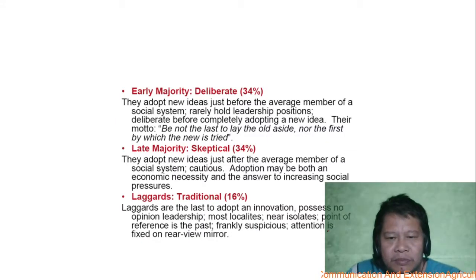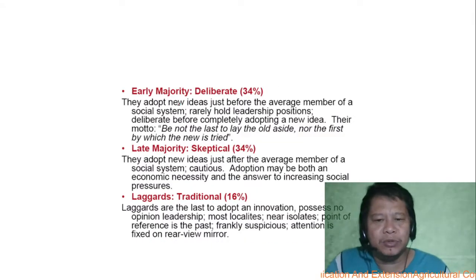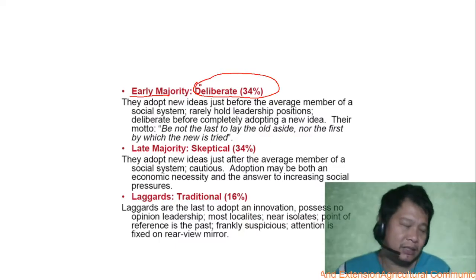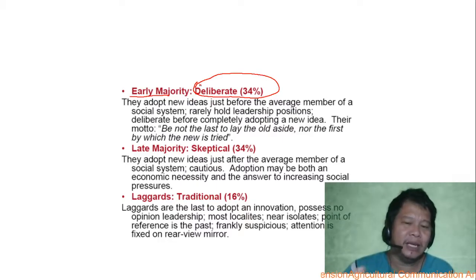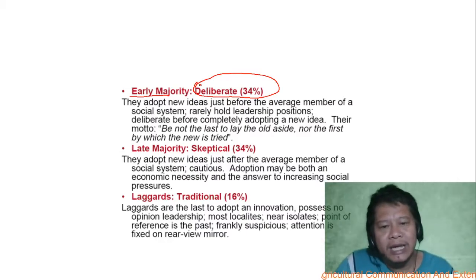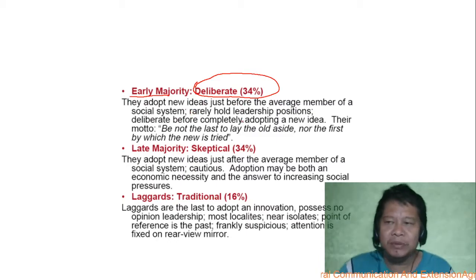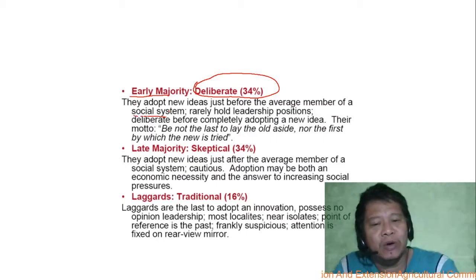Then we have the early majority. They are the deliberate, 34% sa adopters, no? Ilang gi-evaluate, gi-timbang nila. They are deliberating the technology, the innovations and practices. They adopt new ideas just before the average member of the social system. So before pa ang kadaghanan ni-adapt, sila nauna na mo-adapt.